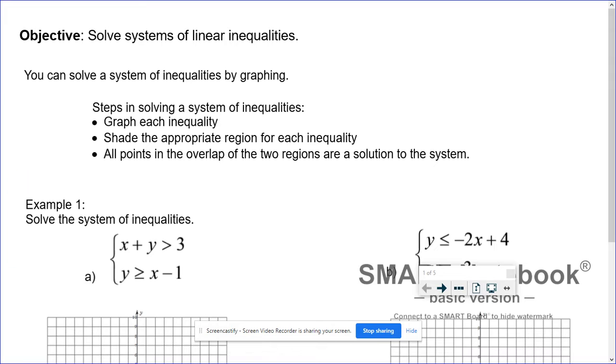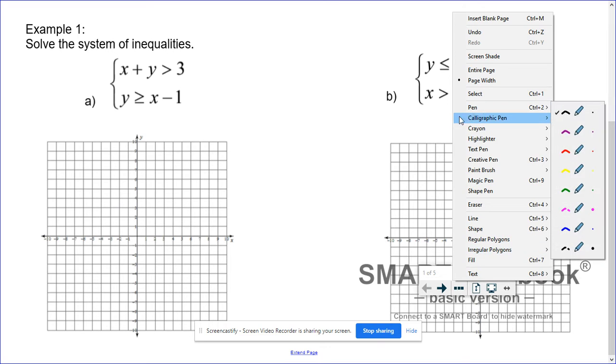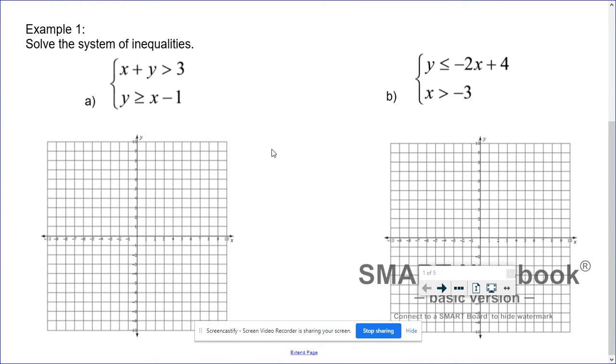So let's just jump into example 1 here. Right, so the first thing I'm going to do, it is probably easier to graph these in slope-intercept form. So I'm just going to subtract x from both sides. And I get y is greater than the opposite of x plus 3. So that means the y-intercept's at 3, slope's at -1. It is going to be a dashed line because it's just greater than. And that means you're going to shade above it.